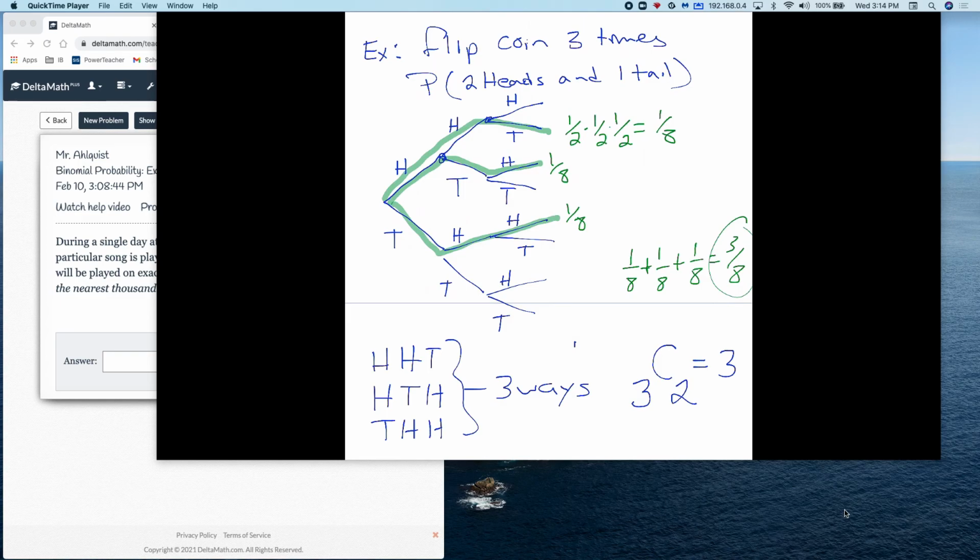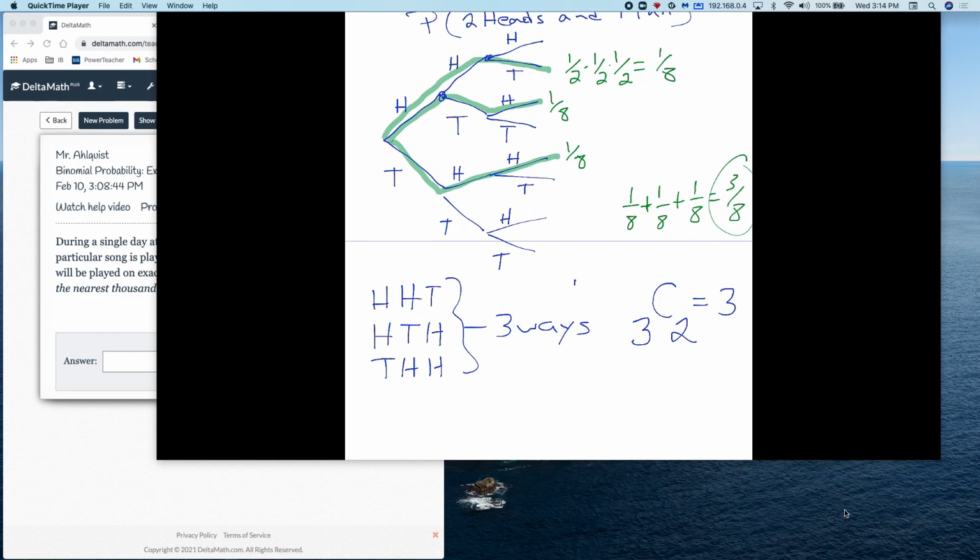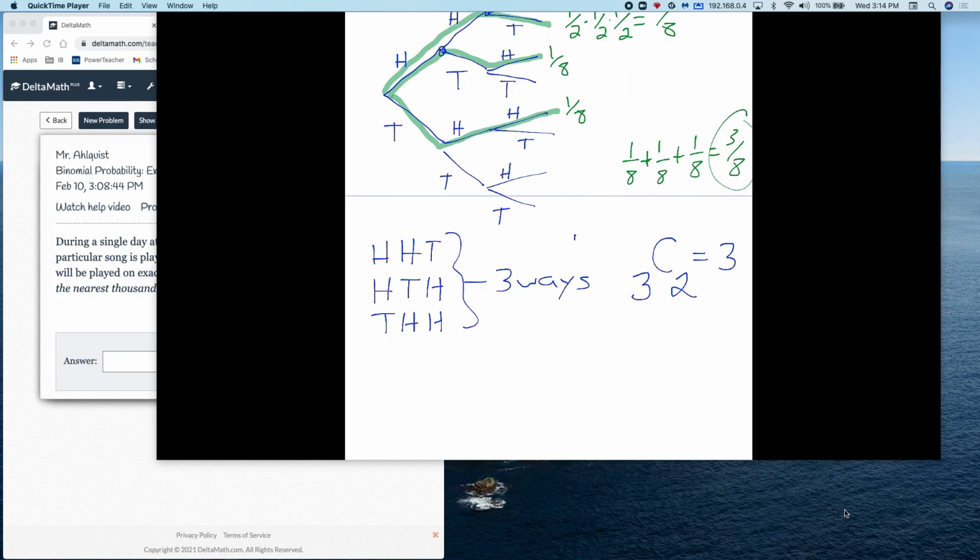Each of these things has a 1/8 chance. So what we could have done is 3 times 1/8 to get our 3/8. So we could have made it a little faster that way.